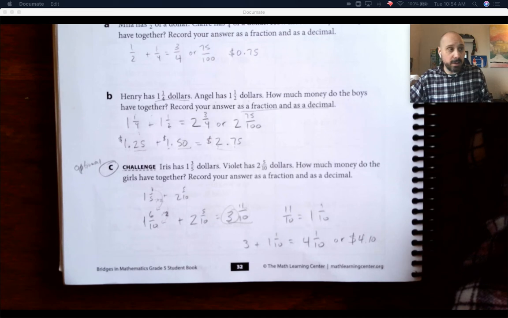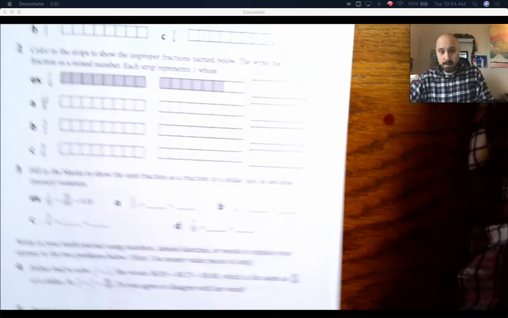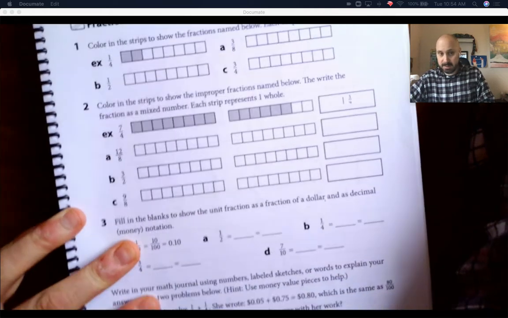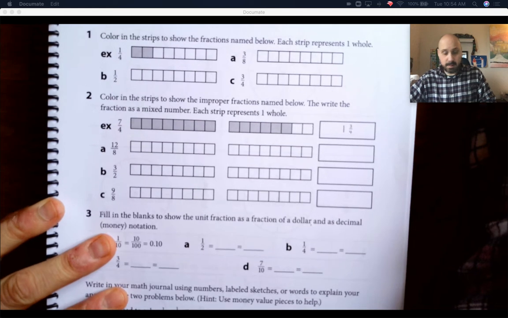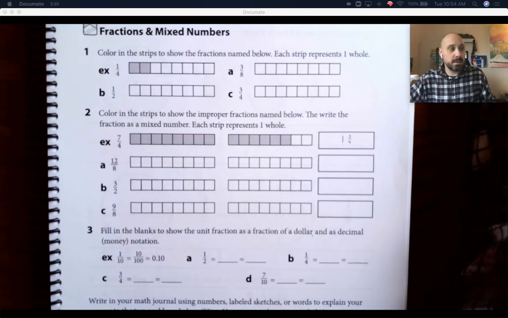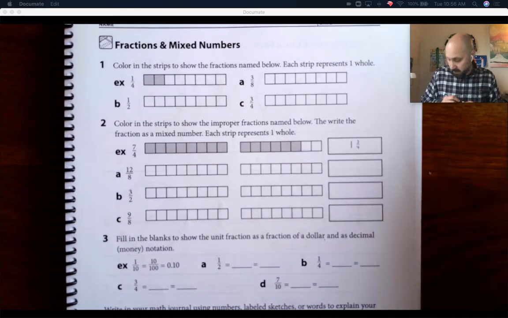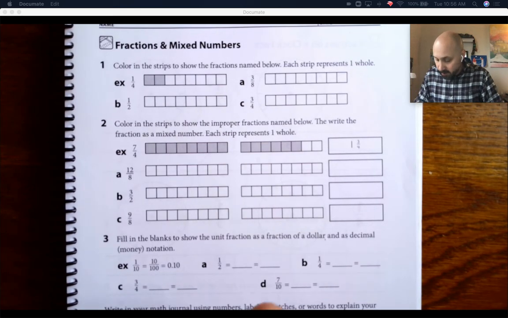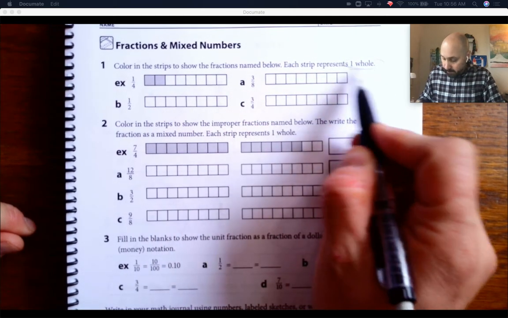All right, so now we're going to move to page 33 in our student book. And I'm going to start at the top here. Okay, we are back. Page 33, we're at the top. We're going to color in the strips to show the fractions named below. Each strip represents one whole.